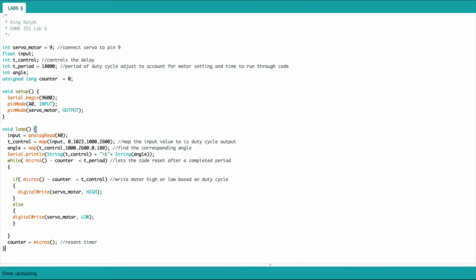This code was used to control the servo motor position from the potentiometer input. T period describes the period length, and this value was adjusted to account for motor settings and the time it takes for the Arduino to cycle through the code.